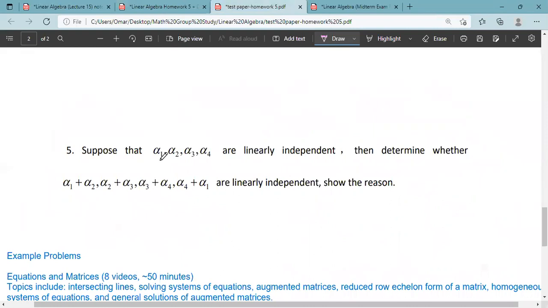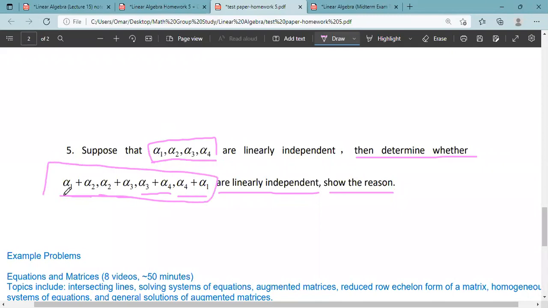Okay. So the fifth one here. Suppose that alpha 1, alpha 2, alpha 3, alpha 4 are linearly independent. Then determine whether alpha 1 plus alpha 2, alpha 2 plus alpha 3, alpha 3 plus alpha 4, and alpha 4 plus alpha 1 are linearly independent and show the reason. So here we have alpha 1, alpha 2, alpha 3, and alpha 4. And for here, we have added alpha 2 with the first one, alpha 3 with the second one, alpha 4 with the third one, and also alpha 1 with the fourth one.